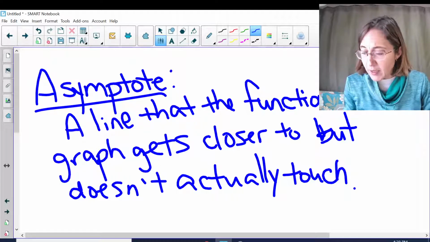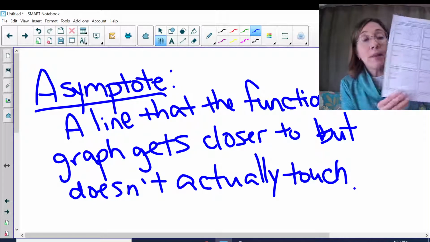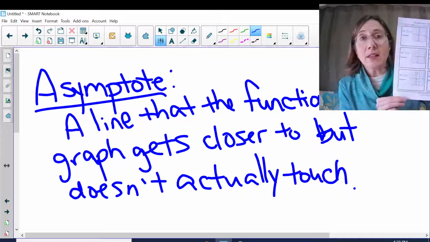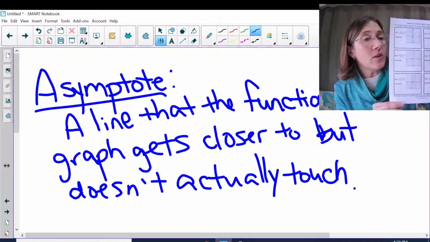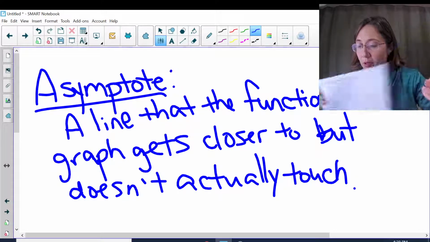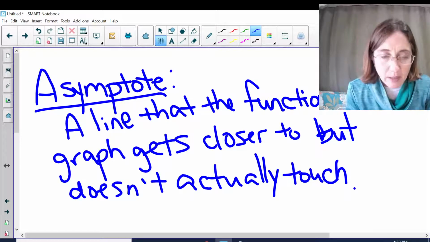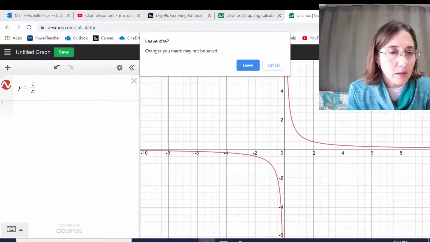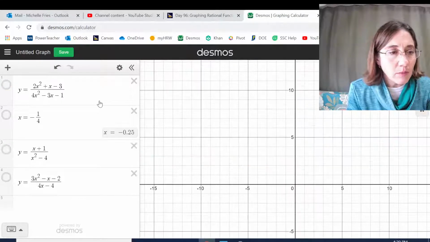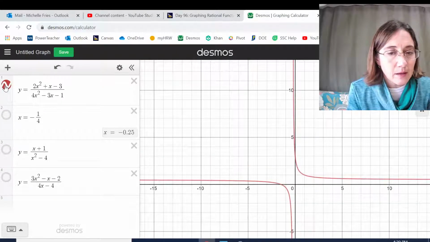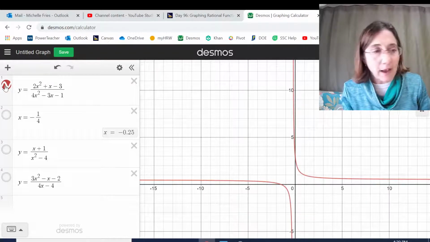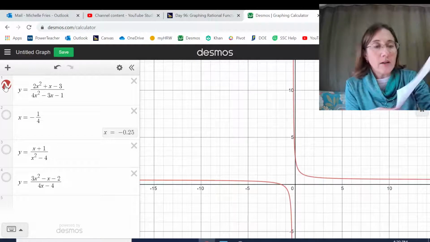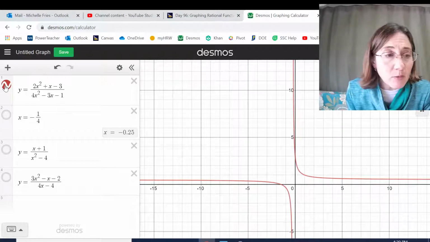So we are going to be doing that today by looking at a page from your packets, which I hope you have. It looks like this. And what you're going to do is graph these on Desmos. So let me pull that up so we can talk about this a little bit. So I have this first one graphed here. So this is the first card that you'll see on here. So I want you to pull up Desmos and graph it as well.